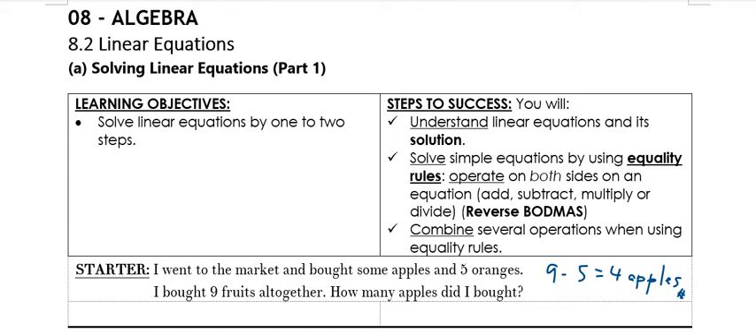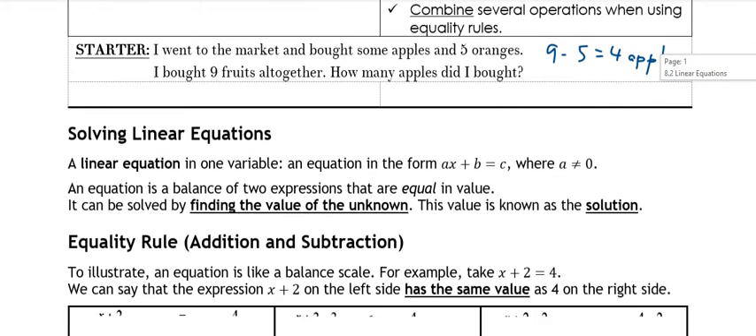So basically you have to remember one thing. You can use the equality rule to solve simple equations. So what you're going to do is operate on both sides of an equation. You're either going to add to both sides, subtract from both sides, multiply both sides, or divide both sides by a number. And you also use a combination of several operations when you solve an equation that takes more than one step. So let's proceed to the illustration.